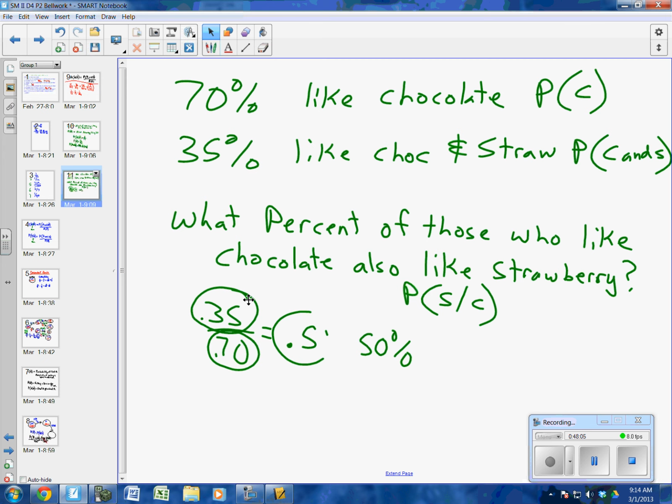A jar contains black and white marbles. 2 marbles are chosen without replacement. The probability of selecting a black marble and then a white marble is 0.34. That's the intersection, isn't it, you guys? 0.34. And the probability of selecting a black marble on the first draw is 0.47. What is the probability of selecting a white marble on the second draw given that the first marble was black? So you're just going to use the intersection divided by the one you got. Which one's the intersection? 0.34.